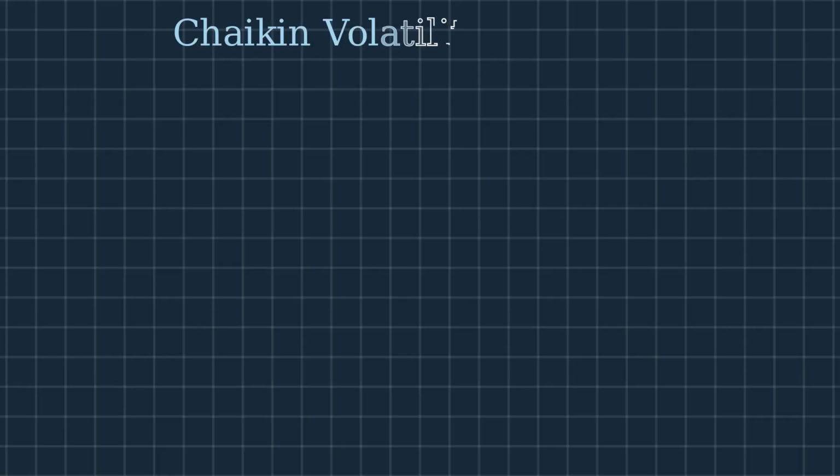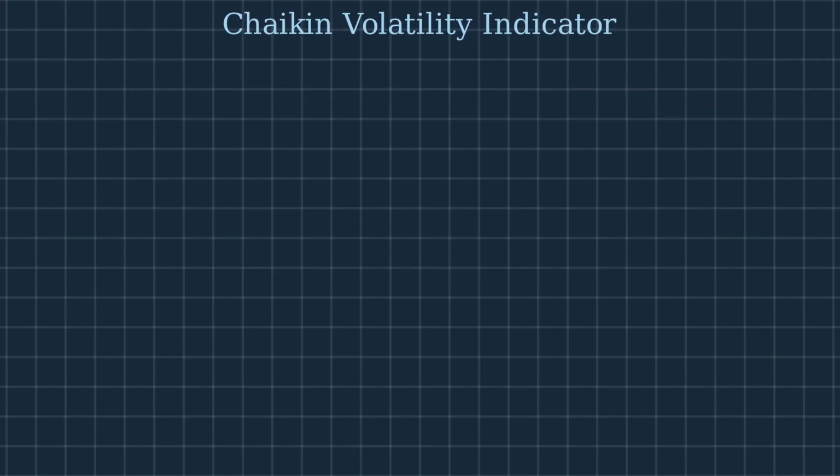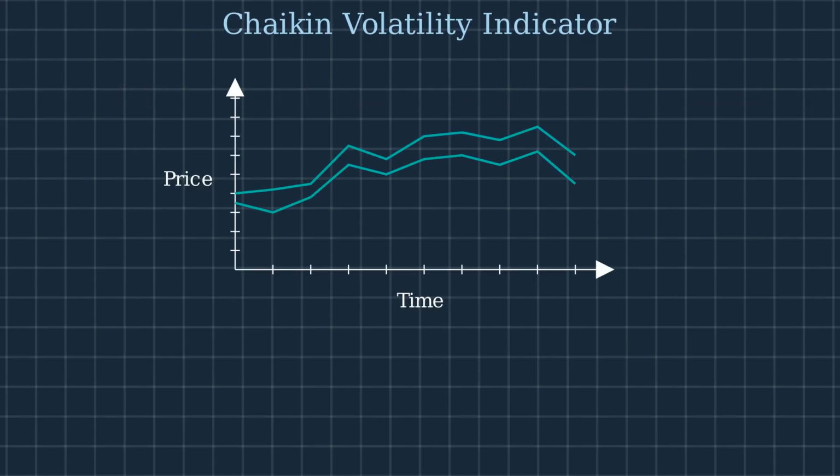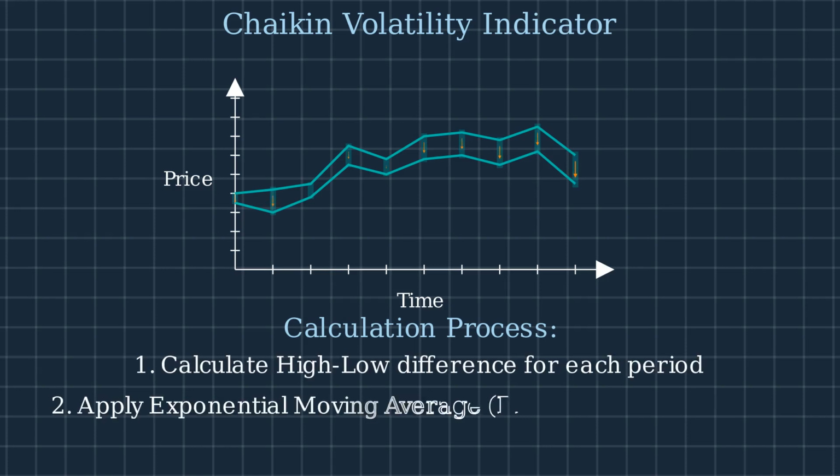The Chaikin Volatility Indicator is a technical tool that measures market volatility by analyzing the spread between high and low prices. The indicator starts by tracking the price range of an asset, specifically the difference between the high and low prices over time. The calculation process involves two main steps. First, we calculate the difference between high and low prices for each period. Then, we apply an exponential moving average to smooth these differences.